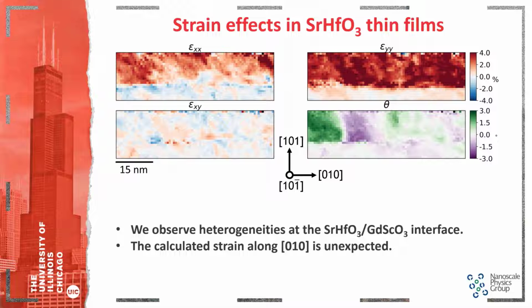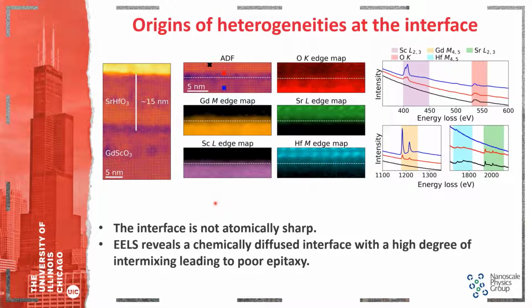But we also see a lot of strain along the X direction, which again is unexpected. So we explore the reason for such high strain along the X direction. We observed some heterogeneities at the interface, and we look at the reason for these heterogeneities. First, we observe the formation of a diffusion layer, as we can see here.